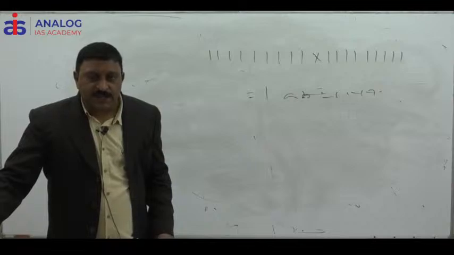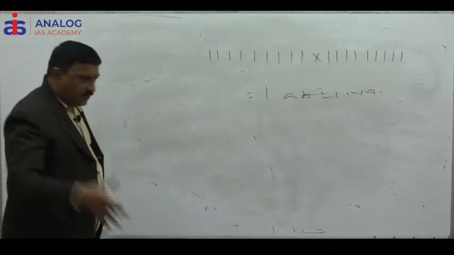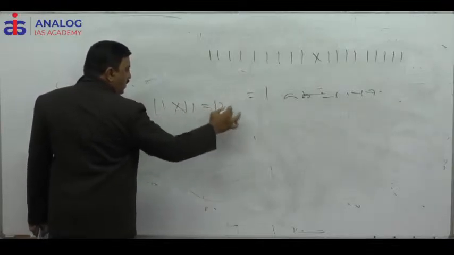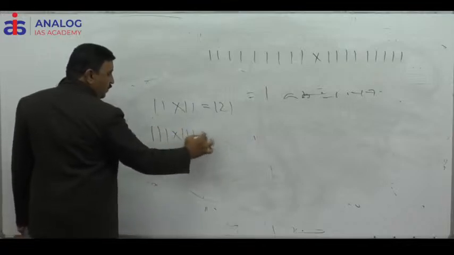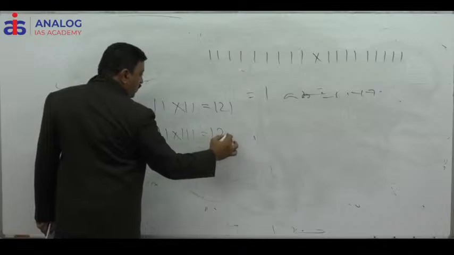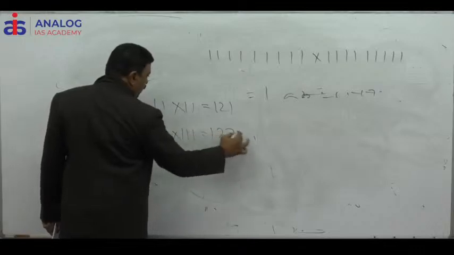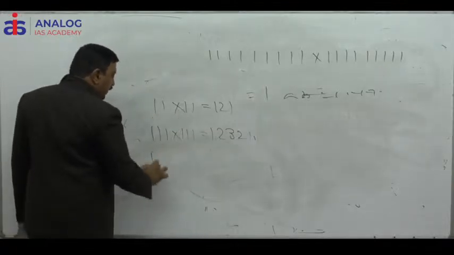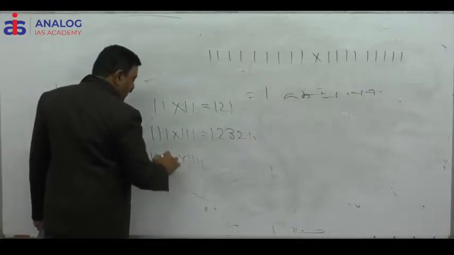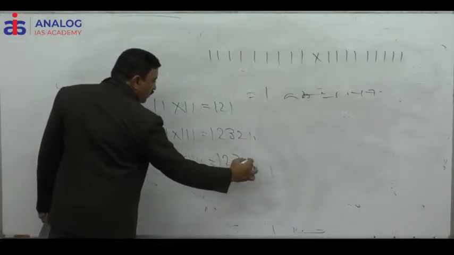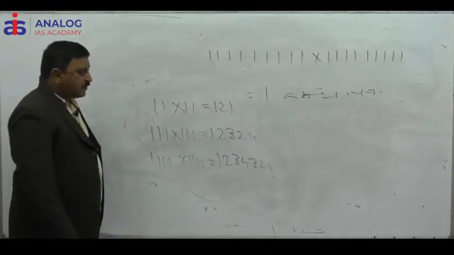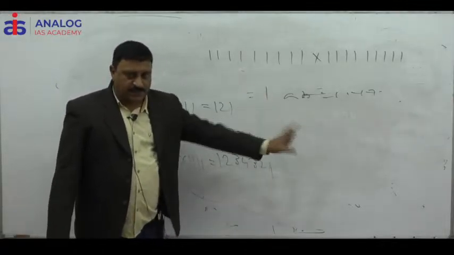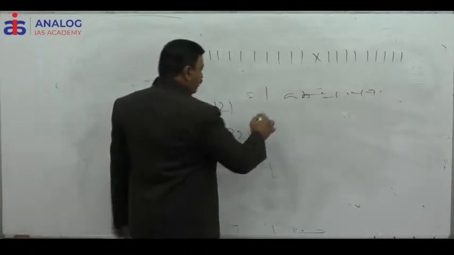But the point is, actually the concept of this question is, suppose a 2-digit number, 11 into 11. What is the answer? 121. 111 into 111 is 1, 2, 3, 2, 1. This is a palindrome. In this way, 1111 into 1111 is 1, 2, 3, 4, 3, 2, 1. That many times one increases and then decreases. Palindrome this is.